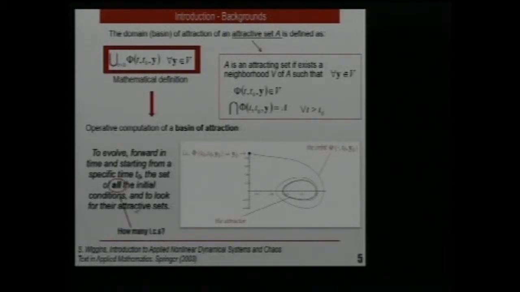And the point is that the basin of attraction consists of all initial conditions. Mathematically speaking, it's all initial conditions. Of course, all initial conditions is impossible from a computational point of view. You have to discretize. So we have to consider also this point.